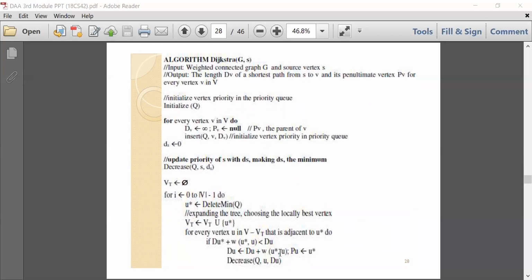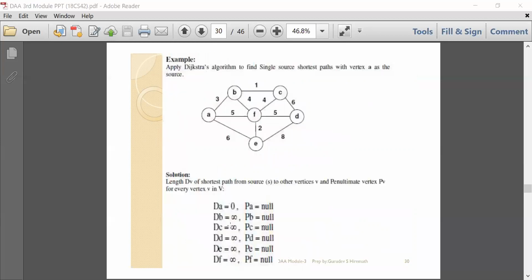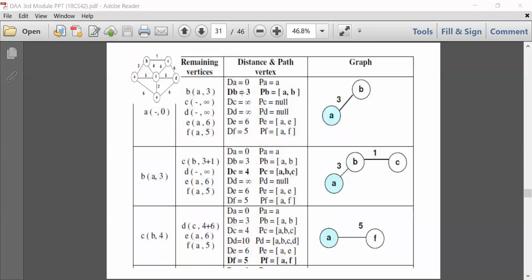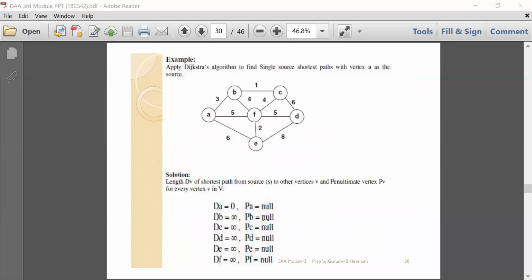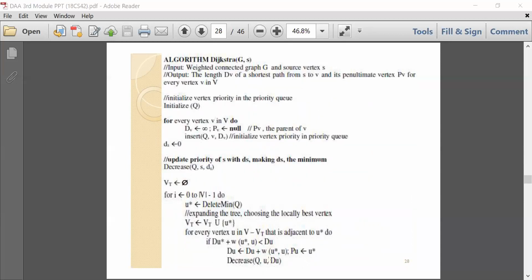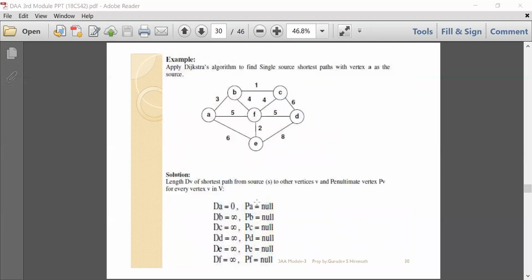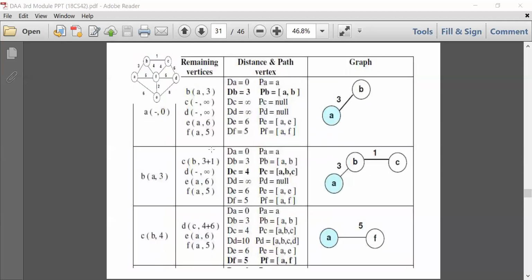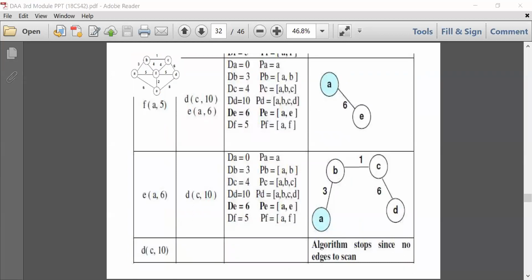The updation of DU and PU, here what you can see, this is the DU and this is the PU. I have shown it in each step. This is DU, this is PU. In each step I am going on updating the things. Then decrease again. Every time I update this, I keep on decreasing again. This is how the algorithm will work.